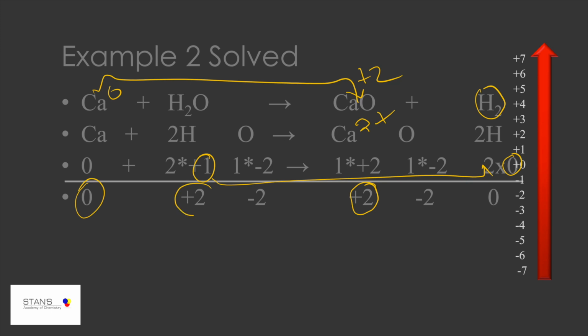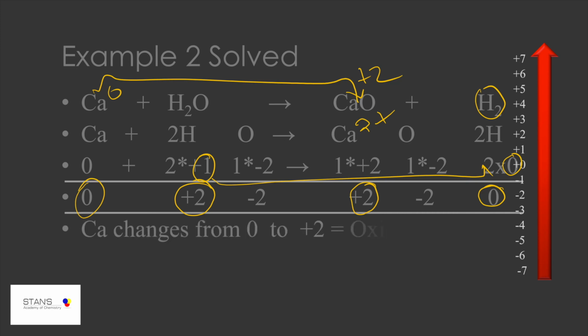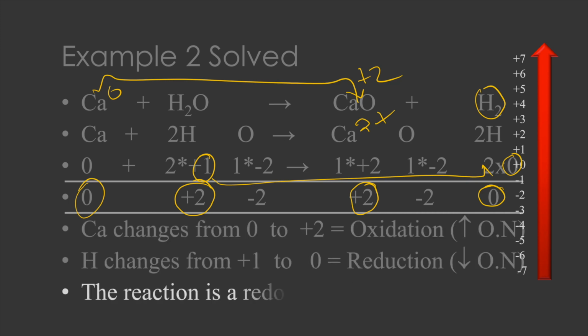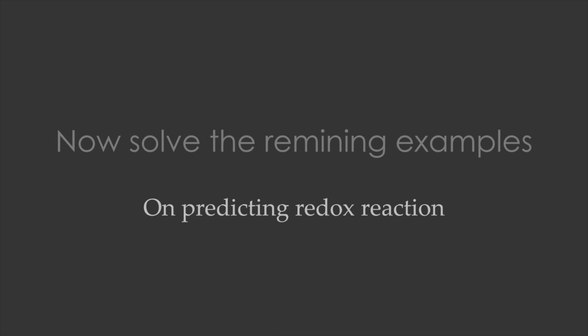Hydrogen, for 2 hydrogens, it's +2. For the H2 molecule, it's 0. Therefore, there's a decrease in oxidation number. So calcium is being oxidized and hydrogen is being reduced. Therefore, this reaction is a redox reaction. Now, you can solve the remaining examples and predict whether those reactions are redox reactions or not.